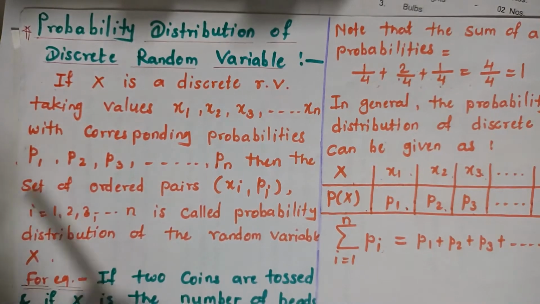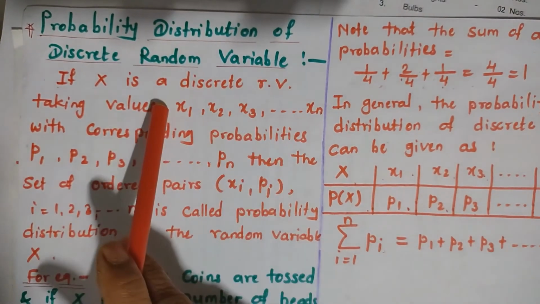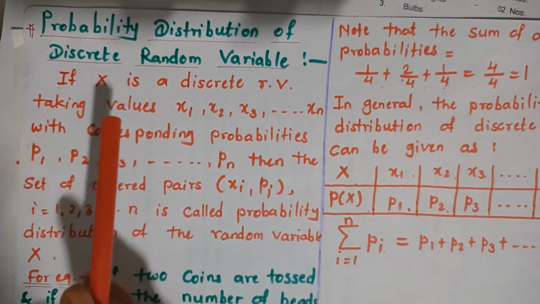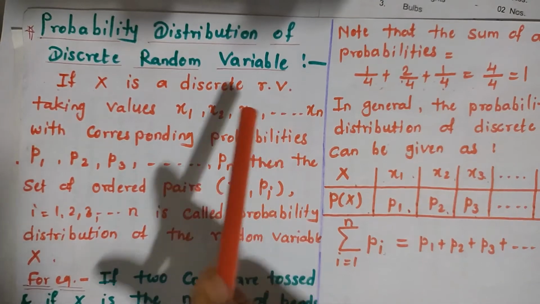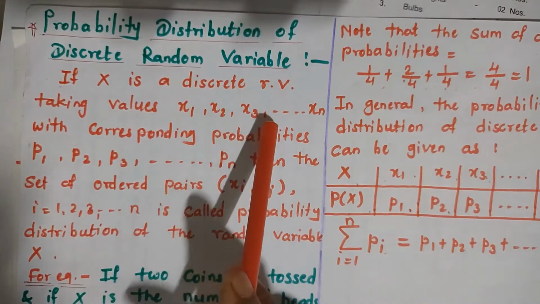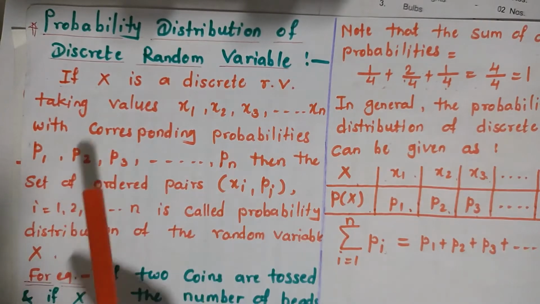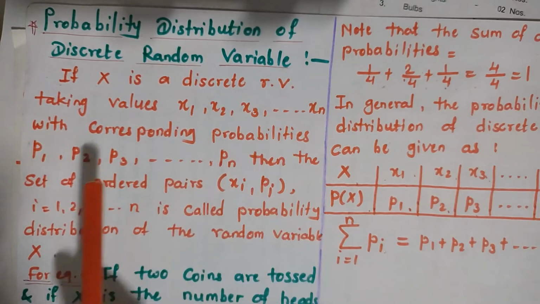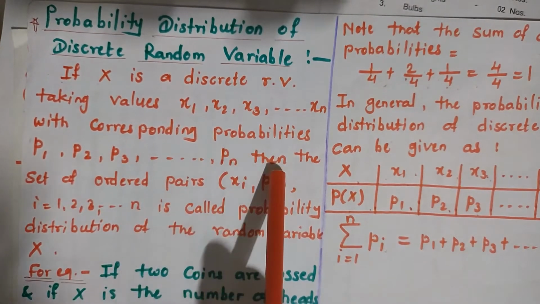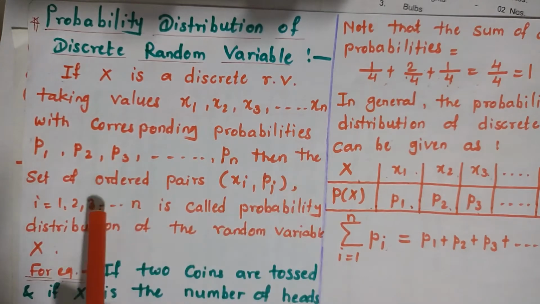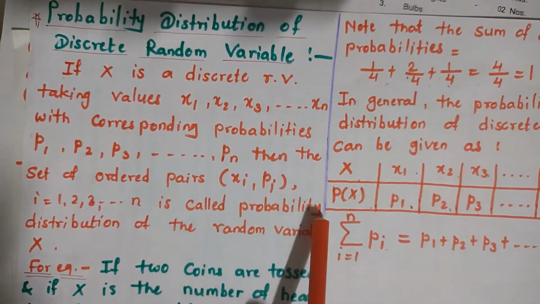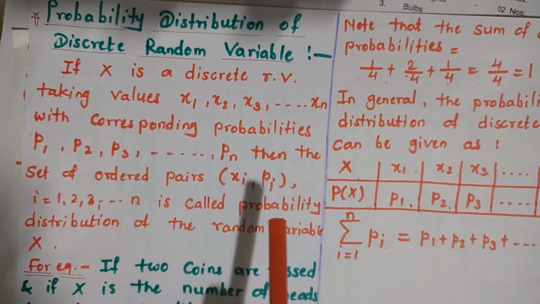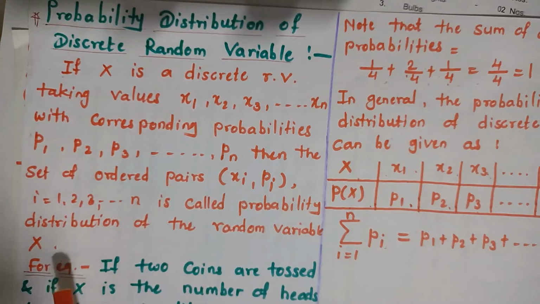Let us see the definition of probability distribution of a discrete random variable. Consider X is a real discrete random variable taking the values x1, x2, x3 up to xn with corresponding probabilities p1, p2, p3 up to pn. Then the set of ordered pairs (xi, pi) is called the probability distribution of the random variable X.